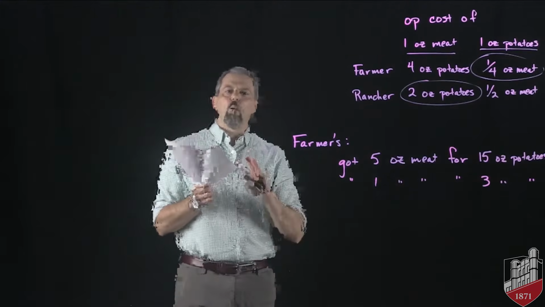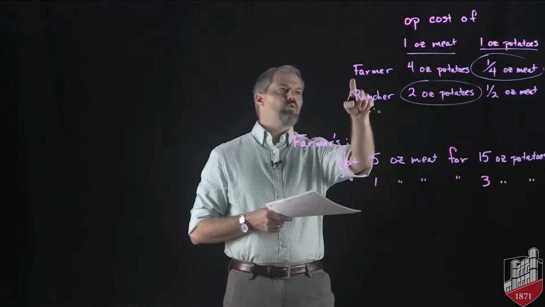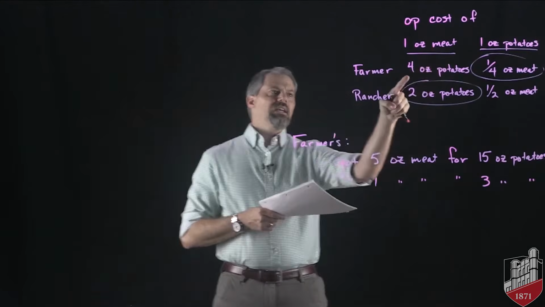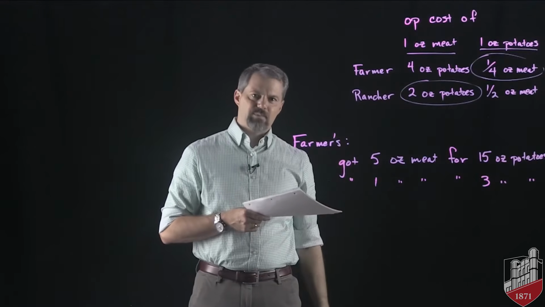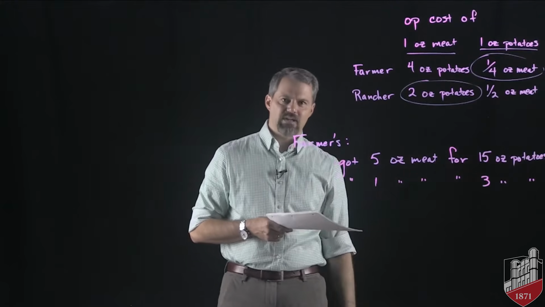And let's think about why that is a good deal from their perspective. If the farmer would have produced an ounce of meat, it would have cost the farmer 4 ounces of potatoes to produce it. They're able to get each ounce of meat for 3 ounces of potatoes.